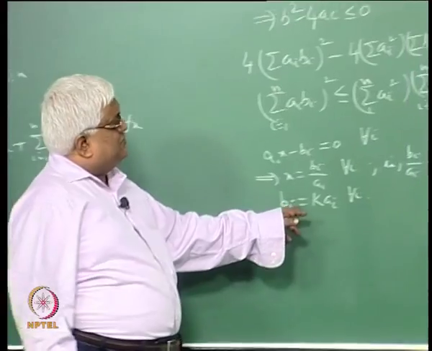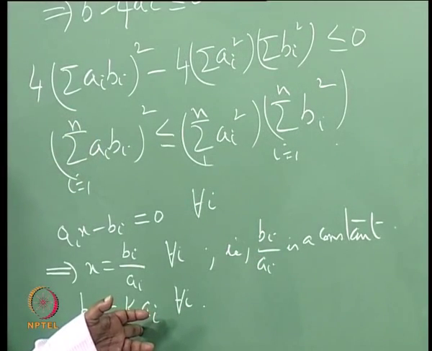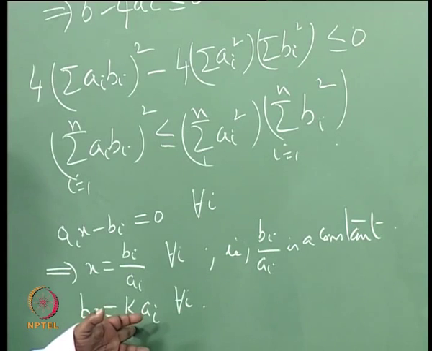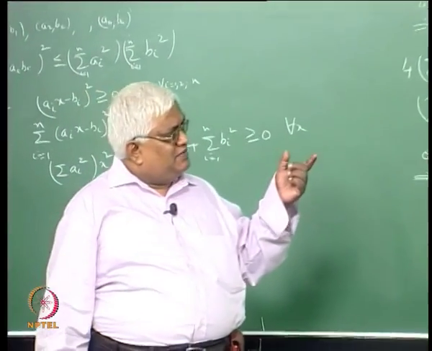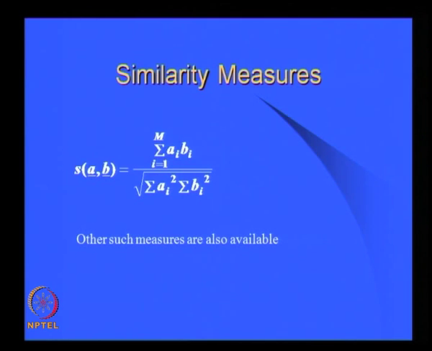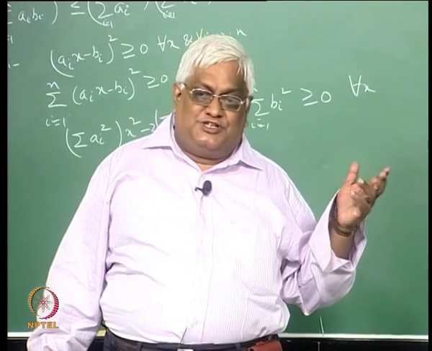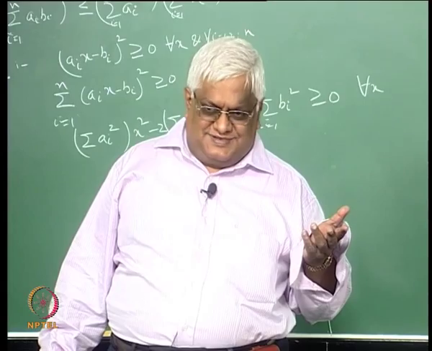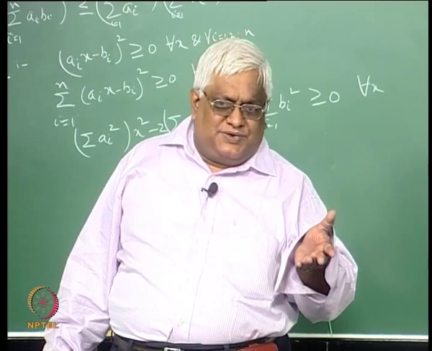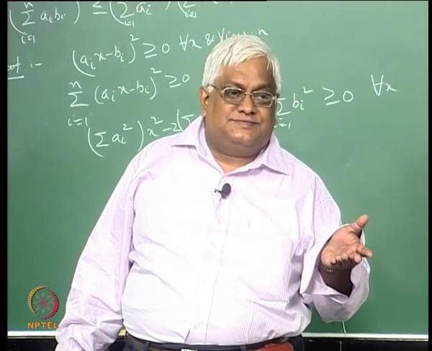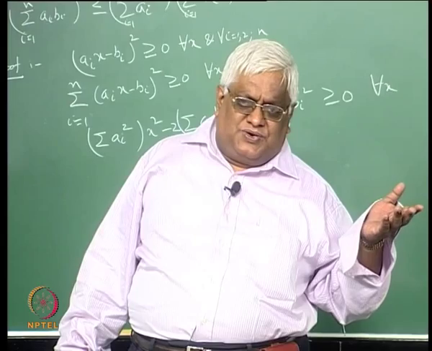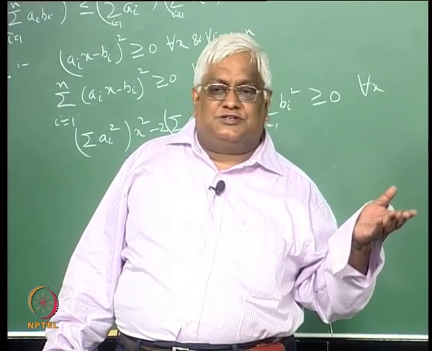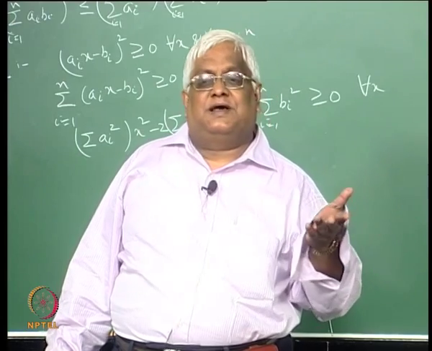And b_i is equal to k times a_i, that means what? You have a vector a_1 to a_m, and you are multiplying it by a constant k, then you will get the other vector b_1 to b_m. Actually they are the same vectors, the direction is the same, the magnitude is different, so the angle between them is either 0 or 180 degrees. Cosine 0 is plus 1, cosine 180 degrees is minus 1.